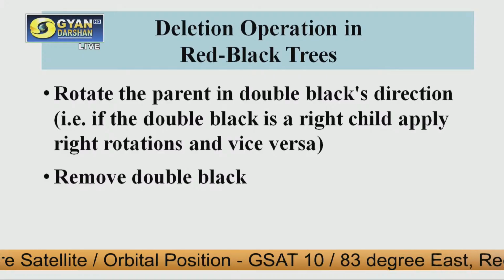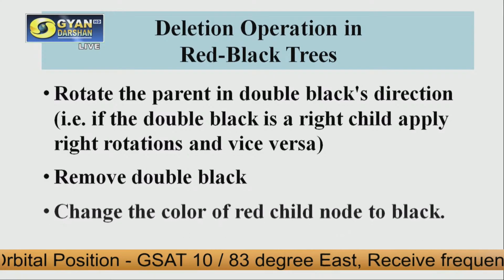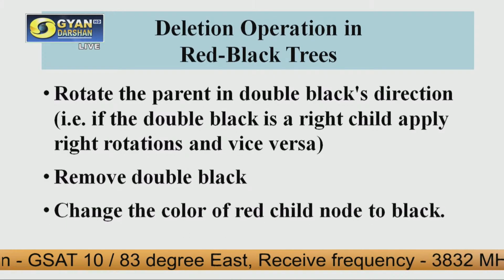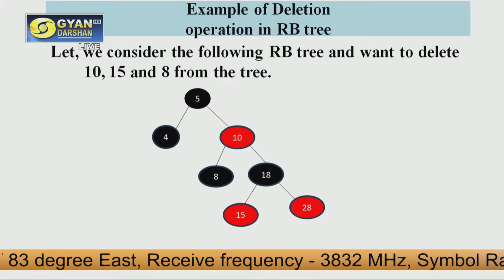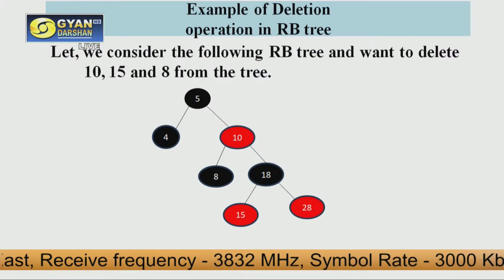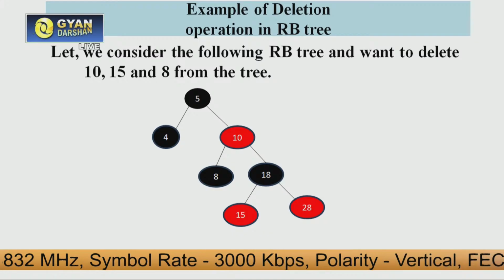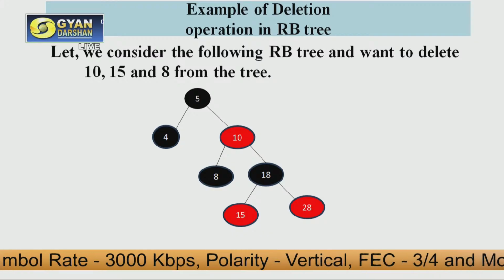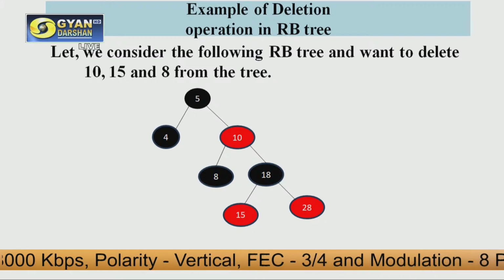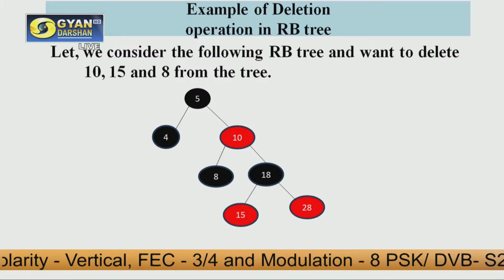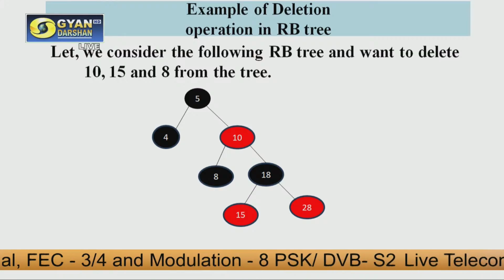And the last step is to remove the double black and change the color of the red child node to black. Now we consider an example. This is a red-black tree. We can see that it is a red-black tree because it satisfies all the properties of a red-black tree.